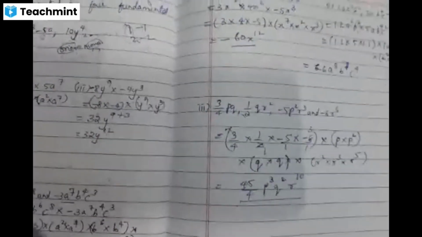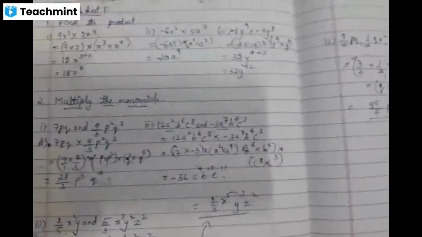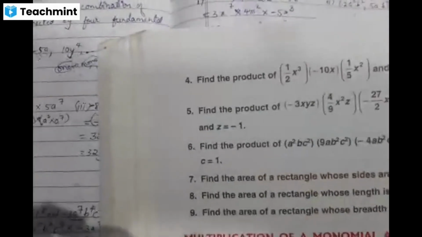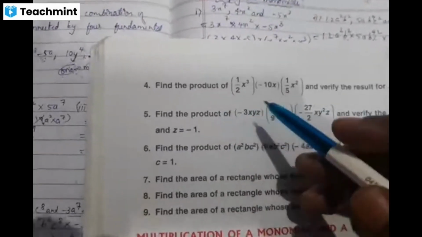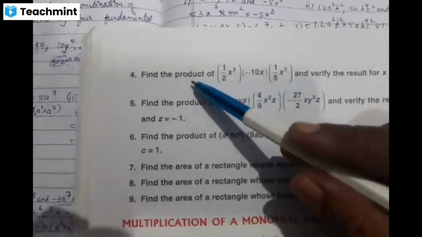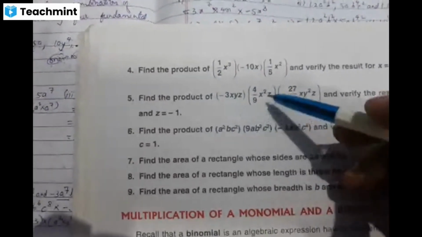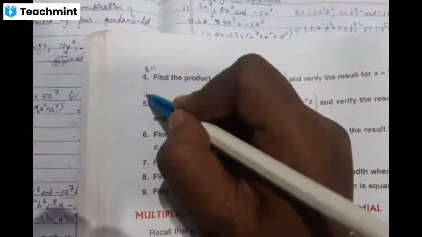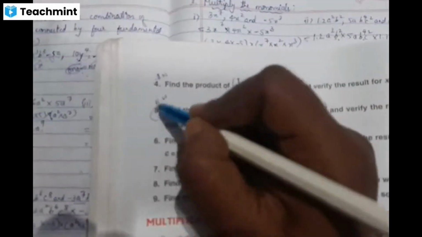Next we have, in this class we have finished 3 questions, children. Hope you understood well. Let me solve one more question, that is question number 4. Or let us take it as homework, children. That is question number 4 and 5. Try it yourself if possible, or else I am going to cover it in the next class.